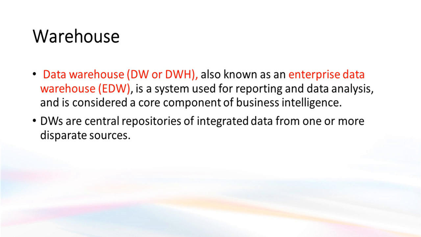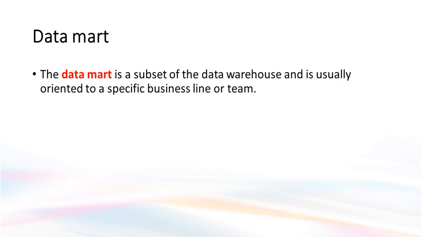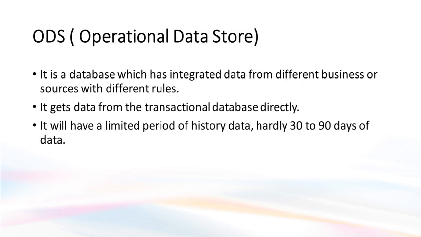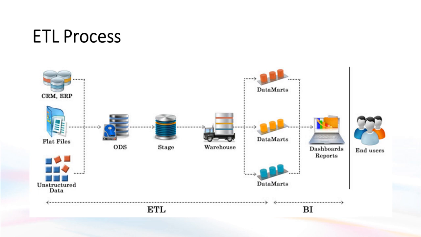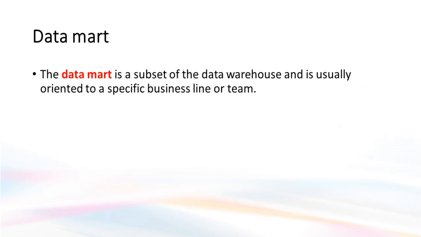Next, what is a data mart? The data mart is a subset of the data warehouse and is usually oriented to a specific business line or a team. What does that mean? As I said, we have different kinds of data in the data warehouse. But if you want to pull records on a specific department or specific area, we need to get a subset of them. That's the reason we use the word subset. That is basically called a data mart.